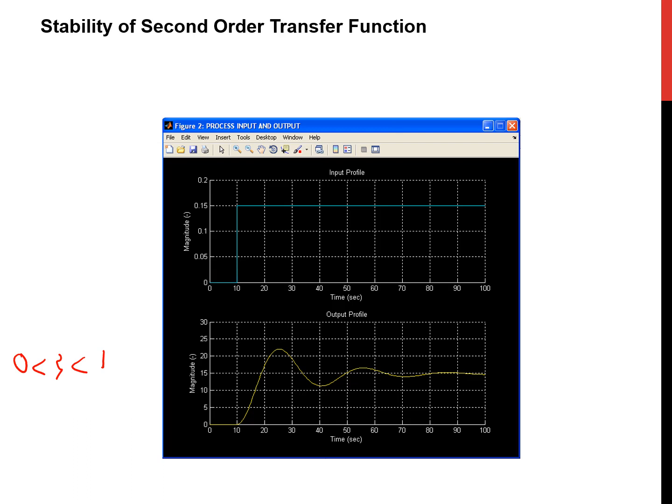Still, if you have oscillation, we consider it stable because finally, if we prolong the time, it will reach the final value. It will reach the new steady state value. Still, we consider this as a stable system, although it is not favorable because you have the overshoot here. The good response is like the first order, where the response steadily increases until it reaches the final value without overshoot. So the process with overshoot, like the underdamped response, is not favorable.